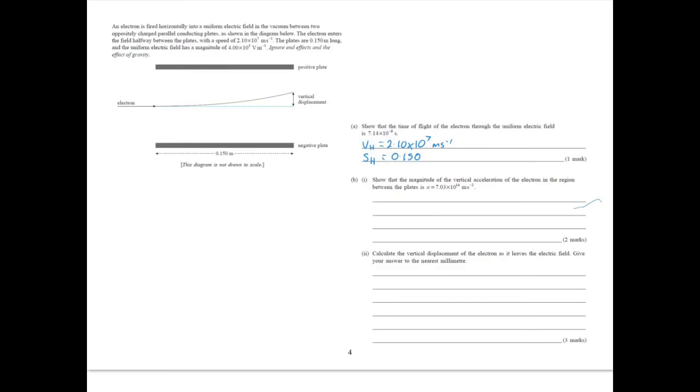So we know that VH equals SH over T, or if we used it as the range formula, SH equals VH times T, it doesn't really matter. To get to a time, we go SH over VH, just a simple algebra rearrangement, which gives us 0.150 divided by 2.10 times 10 to the 7. That is equal to, if you put that in your calculator, 7.14 times 10 to the minus 9 seconds.